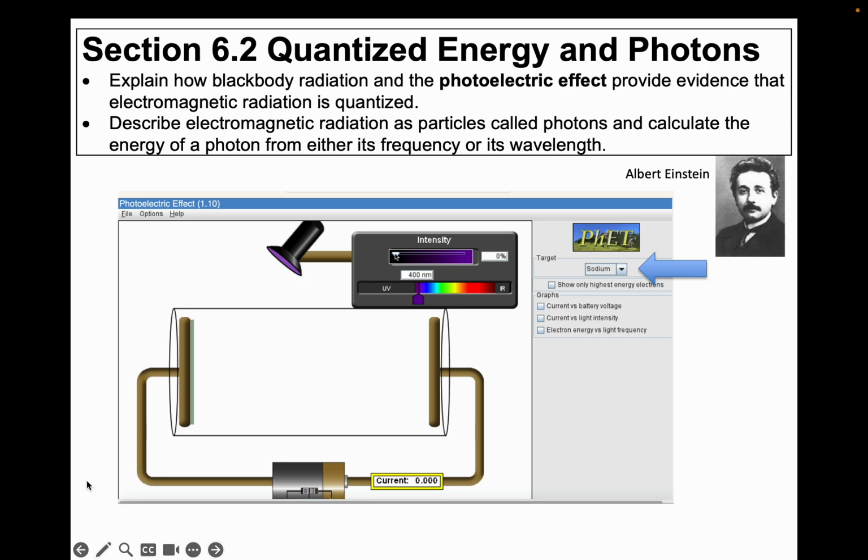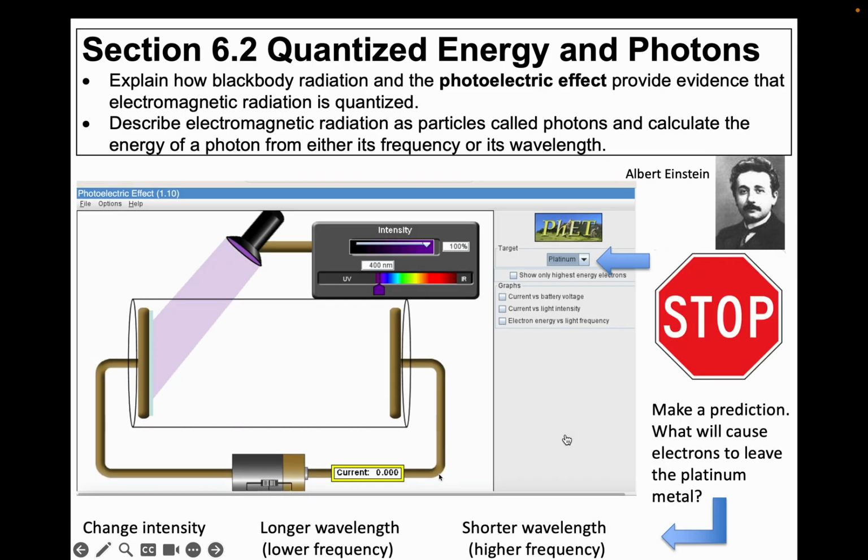So we'll begin by turning on the light, increasing its intensity. Right now, it's purple light. We see electrons now being ejected from the sodium metal and moving across. We could change the intensity of the light. That's changing the brightness of it. I still see electrons being ejected. Let's switch the metal. We're going to go to a piece of platinum metal. If we switch to a piece of platinum metal, we no longer have any electrons being ejected.